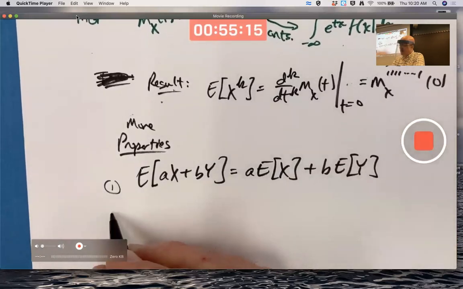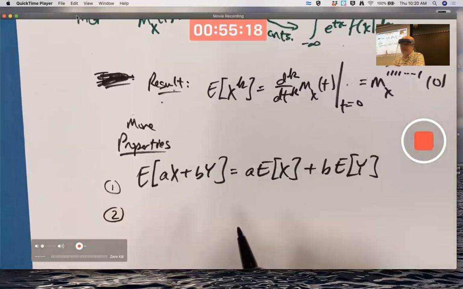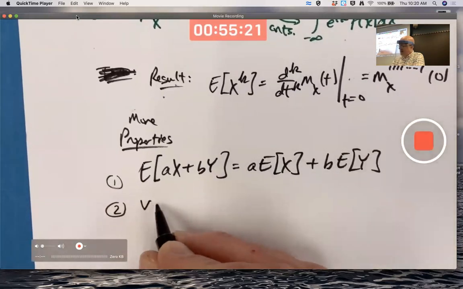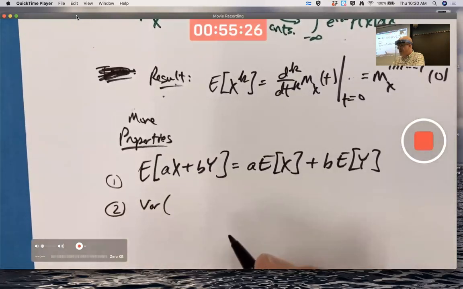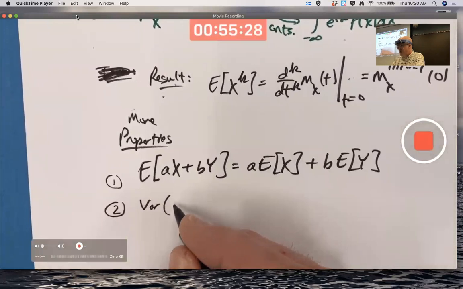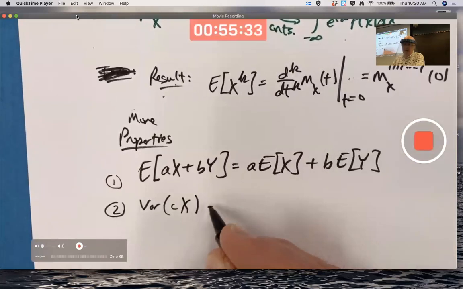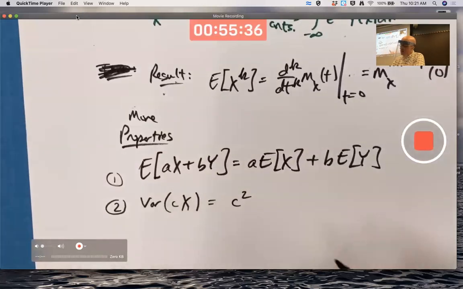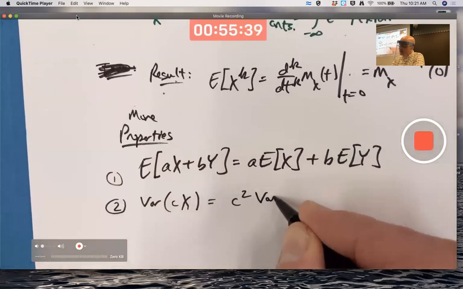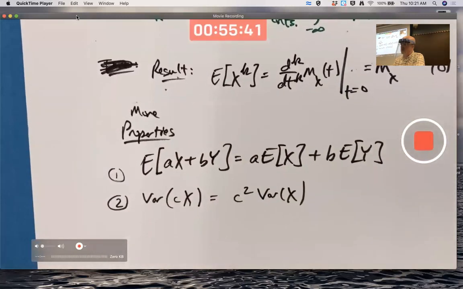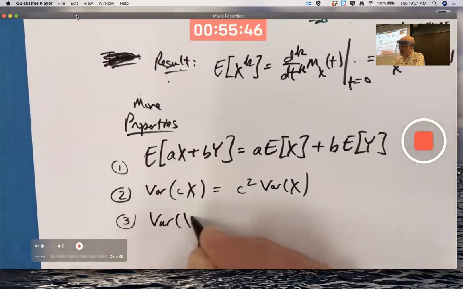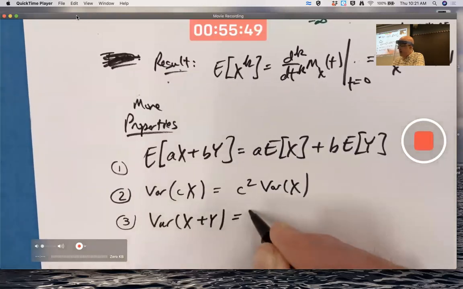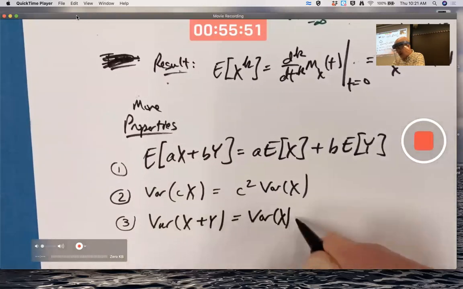There are also properties of variances. I'm including these in the same list here. The variance operator is not linear in the general case, but it does have nice properties. The variance of a constant times a random variable X is the square of the constant times the variance of X. You can factor the c out, but you've got to square it if you do. You can say the variance of a sum is the sum of the variances, but only in a very special situation.